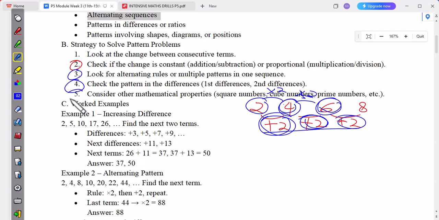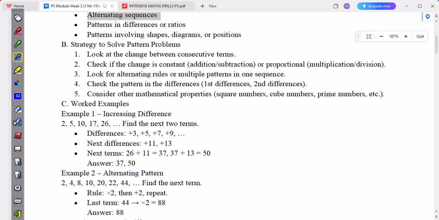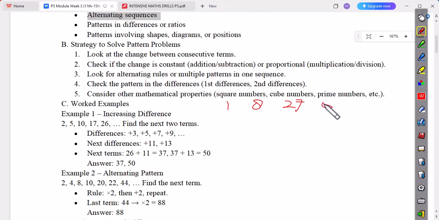And step 5, consider other mathematical properties, like square numbers, cube numbers, prime numbers, because sometimes you will find a sequence like 1, 8, then we have 27. If we try to find the difference between these numbers, we will find every difference is a different number. For example, 27 and 81, and we find the difference.